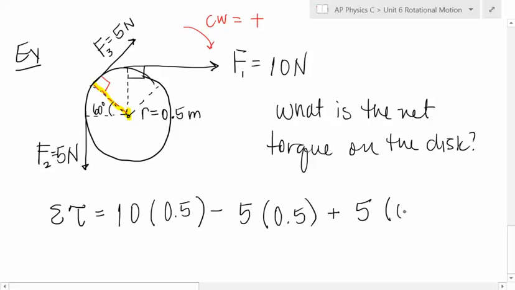So that would be also 0.5, which means that I picked a really nice one to do, and our final net torque would be 5 Newton meters. Half a 10. Did I do my math correctly?